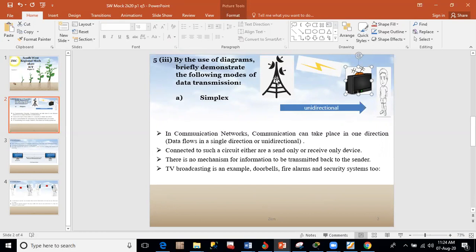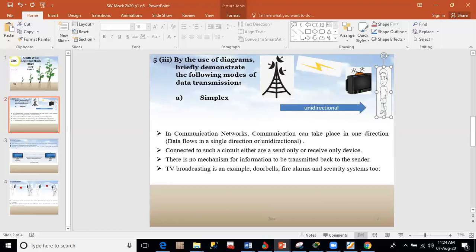For example, look at this TV broadcast station. When you're watching television or listening to news on your radio in your house, can you answer them? You are just there to listen, observe, watch. You have nothing to contribute. You can be making noise in your house, but you have nothing to tell those who are broadcasting. This man here is just opening his eyes and watching his television. He's just receiving the signal sent from the broadcasting station. That's what we call simplex.